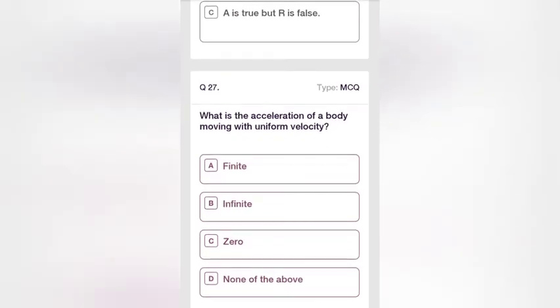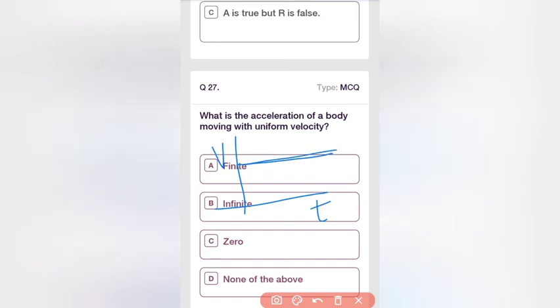What is the acceleration of a body moving with uniform velocity? Uniform velocity means the velocity doesn't change with respect to time. That means there is no change in velocity. That means acceleration is 0.